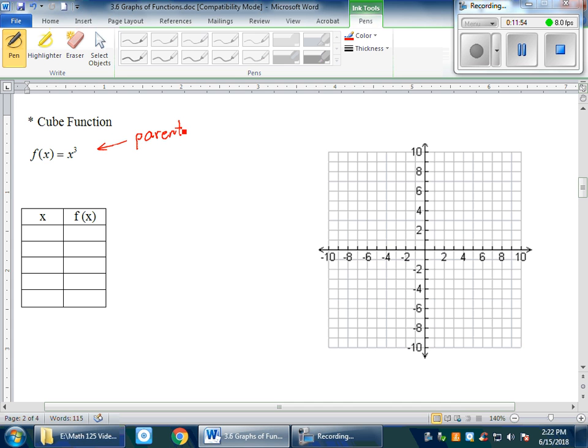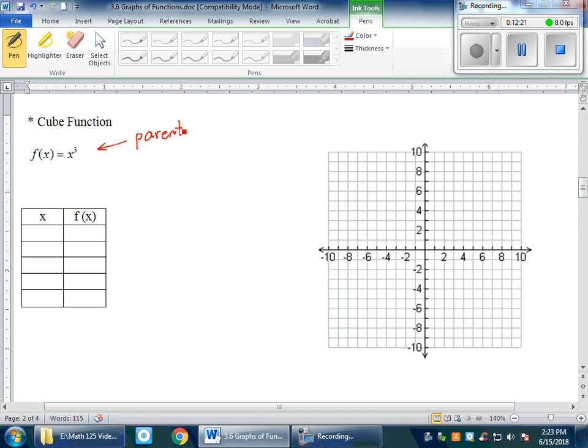And notice that the parent graph never has anything added or subtracted. It's just to the second power, to the third power, and so on and so forth. So we want to remember what the shape of the graph looks like when it's a cube function, so that if it is a different formula but still a cube, we have an idea how the shape of the graph is going to look.